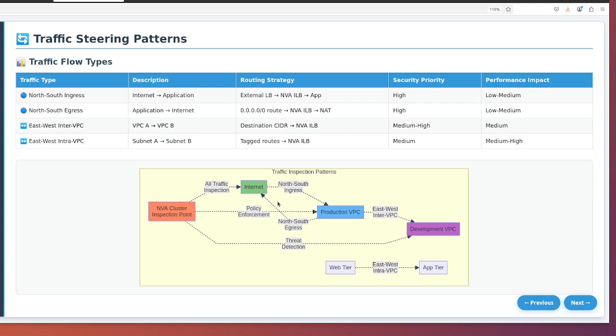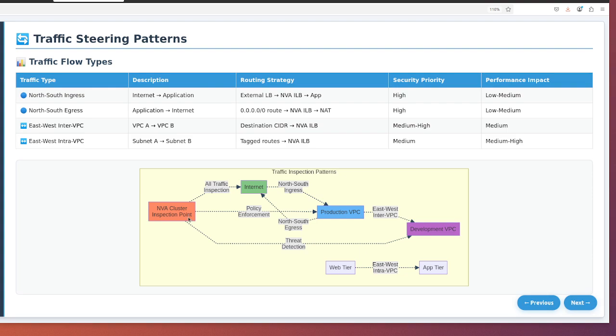For north-south egress, traffic from your applications is routed through the NVA using a default route, Quad 0, then forwarded to Cloud NAT or a NAT gateway for internet access. This is critical for data loss prevention and monitoring outbound communications.